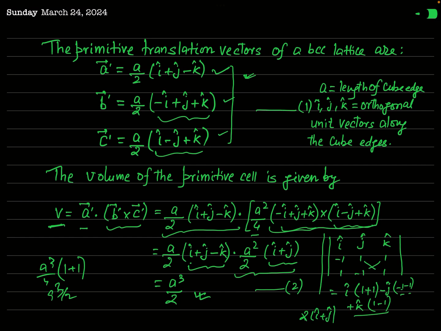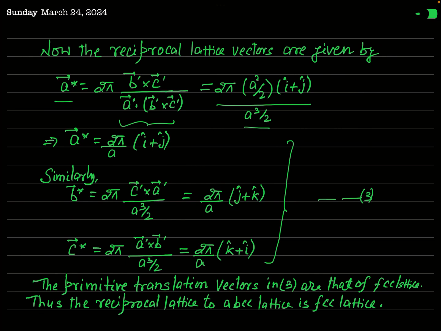And you have seen that this was obtained, this was a square by 2 times i plus j. Okay, this was the result. So I have written it here directly, that at the place of b dashed cross c dashed, I have written a square by 2 i plus j. Okay. And after simplification, you can see this a star will be equal to 2 pi over a times i plus j.